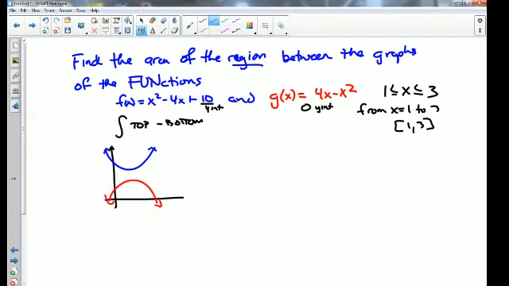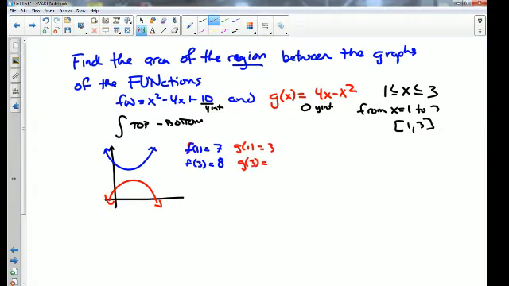Your other clue is this is positive x squared, and this is negative, right? Okay, so you got some clues there. You can also do the endpoints. What's f at 1? Seven. 1 minus 4, 7. What's f at 3? 9 minus 12. Okay, and then you can do g at 1, and g at 3.